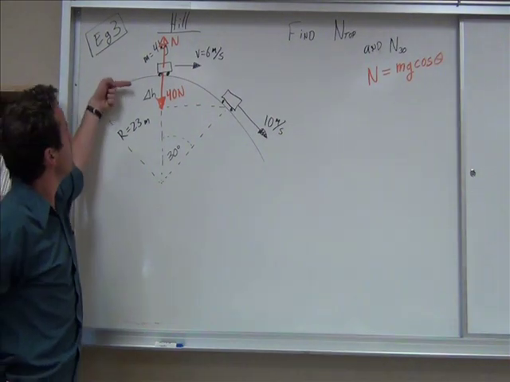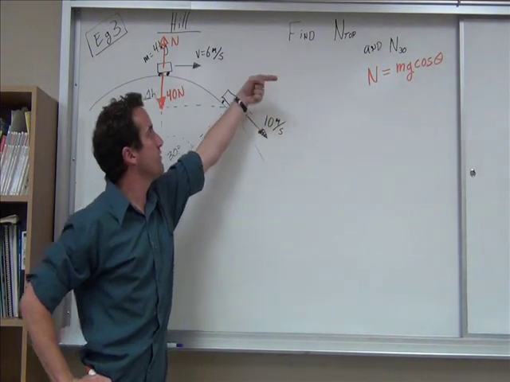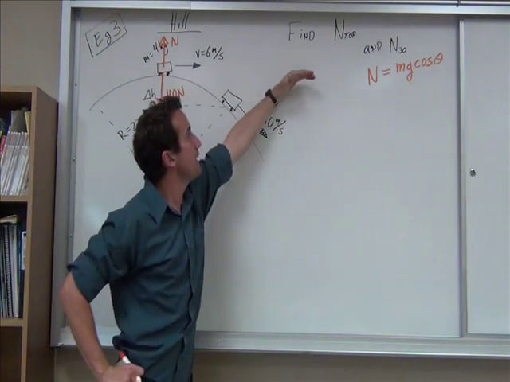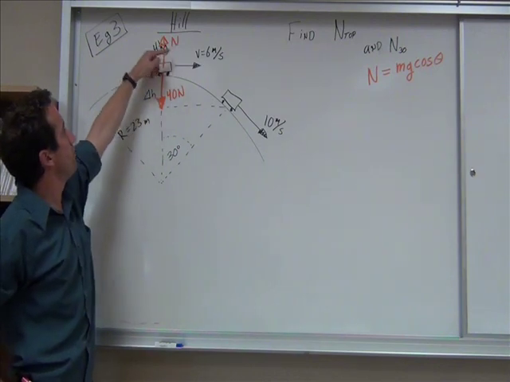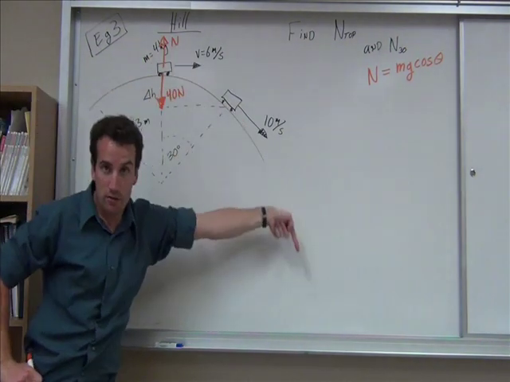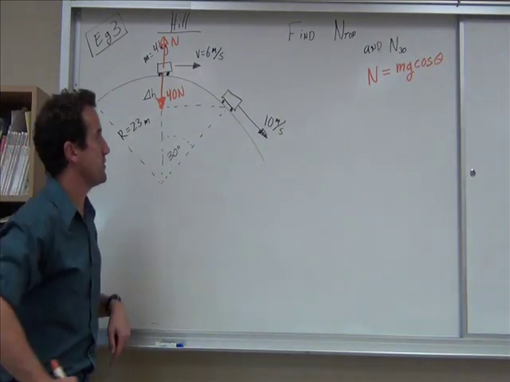Well, the cart doesn't go up, and it doesn't go in a straight line, which it would if they were equal. mg, 40 newtons, must be bigger than the normal force because it goes down the hill. Let's figure out what the normal force is.